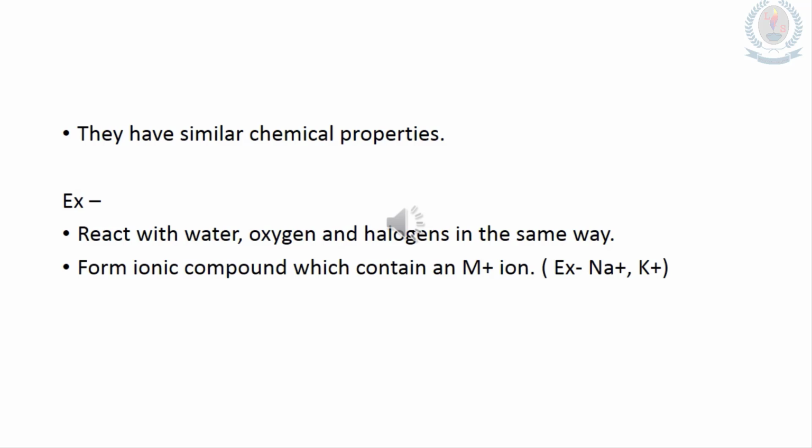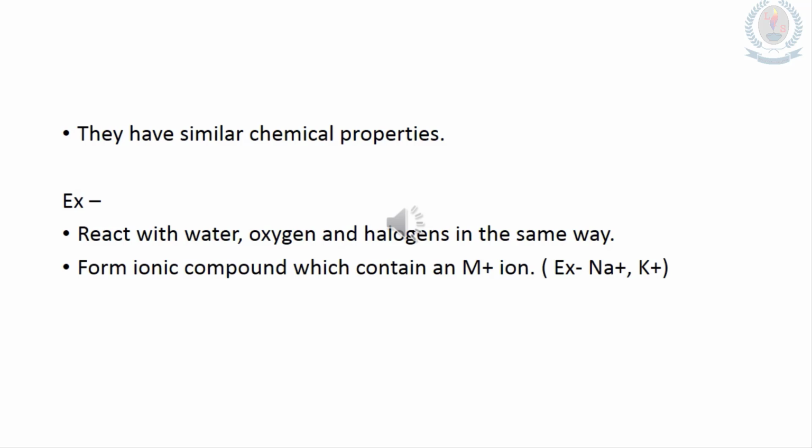The second one is that they all have similar chemical properties. For example, when they react with water, they make the hydroxide of that metal and hydrogen gas. When they react with oxygen, they all make the oxide of that particular metal. When they react with halogens, they react in the same manner. And also they make ionic compounds which contain M plus ions. For example, they make Na plus, K plus kind of ions when they make ionic compounds.